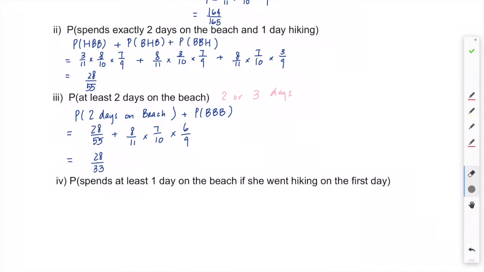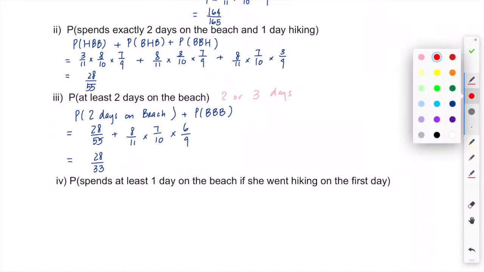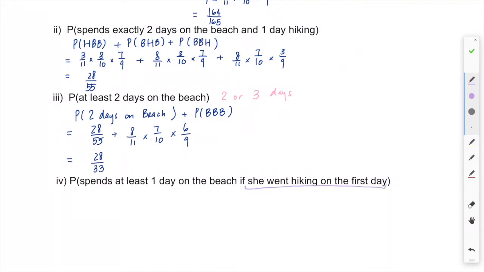Part 4. Find the probability that Ms. Kuhn spends at least 1 day on the beach if she went hiking on the first day. So here we notice that in this question, we're looking for a conditional probability, right? Because we're restricting ourselves to the fact that we only care about cases that begin with hiking on the first day.